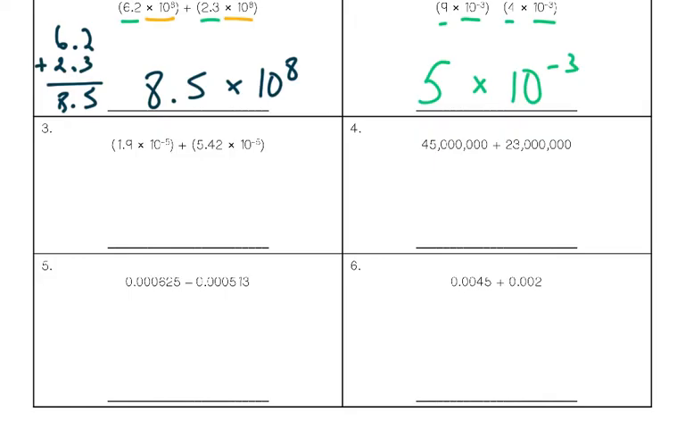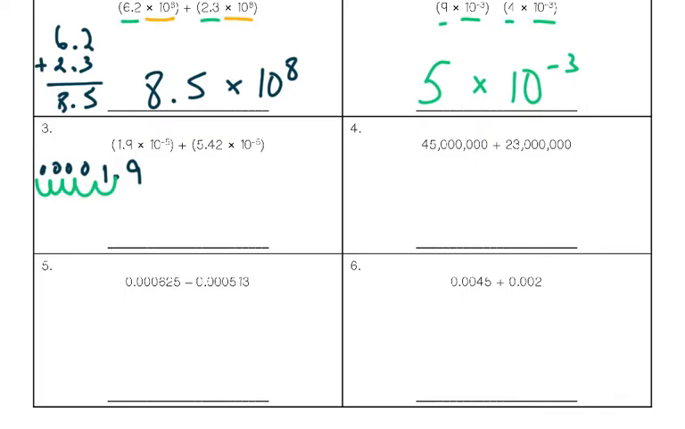But if you don't like that, you can always convert them into standard notation and then add like normal. So you can take this 1.9, always rewrite, and then I'll move the decimal back 5 times. I move it to the left because it's a -5. So I go 1, 2, 3, 4, 5, and then I just add placeholder zeros.